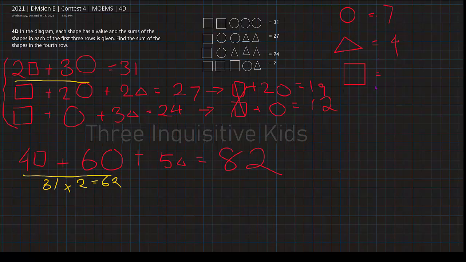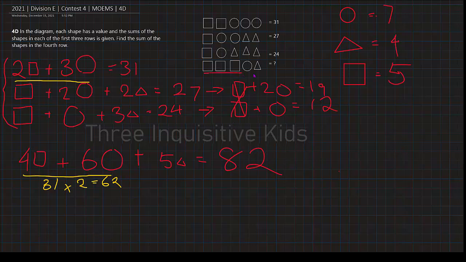Now we only have one more shape left to find, which will make everything easier. I'll just use the first one since it's more simple. So we know that circle equals 7. So that would be 2 squares plus 21 equals 31. So that means 2 squares equals 10, which therefore means that 1 square equals 5. And this all lies in this sentence. I want you to keep repeating that in your mind.